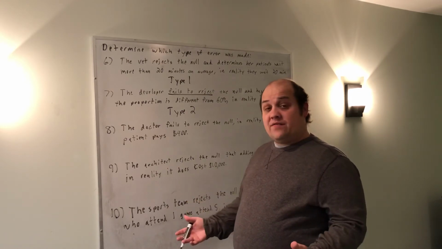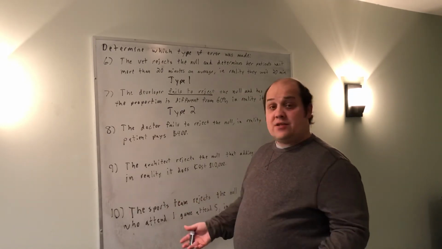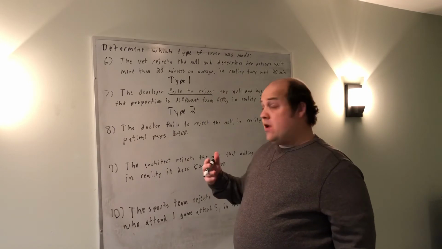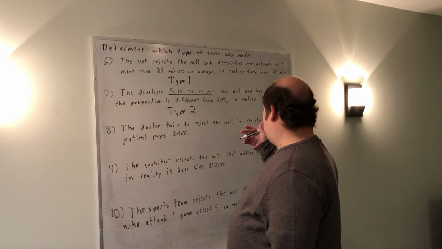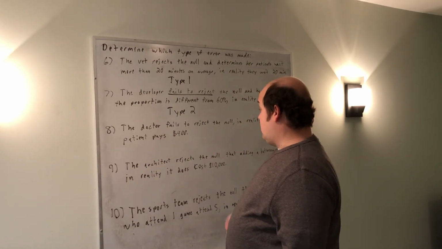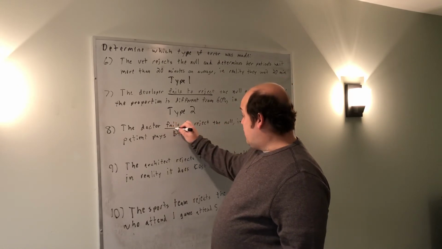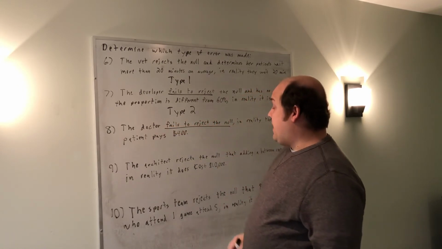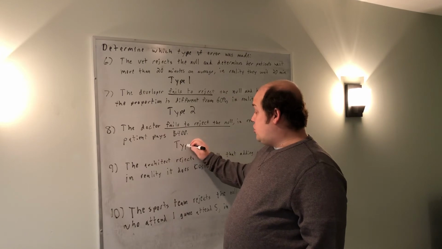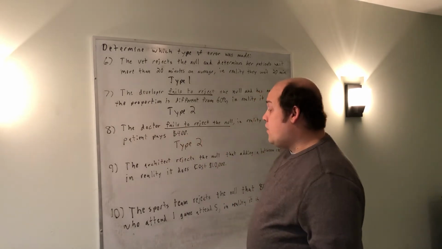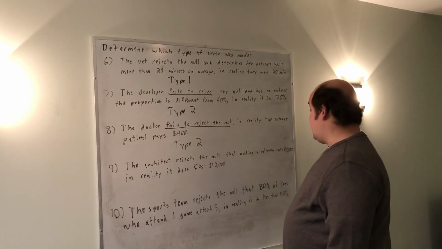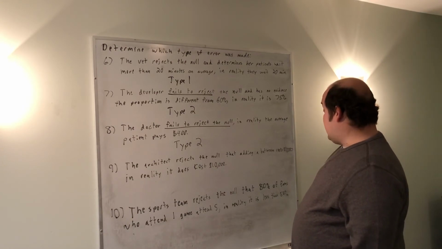So the doctor must have taken a sample that had more of his expensive clients in it and gave him a false sense of not being able to reject the null. Again, the key words here are, because it says fails to reject and we made an error, it's a type 2 error. For number 9, it says the architect rejects the null that adding a bathroom will cost $10,000.